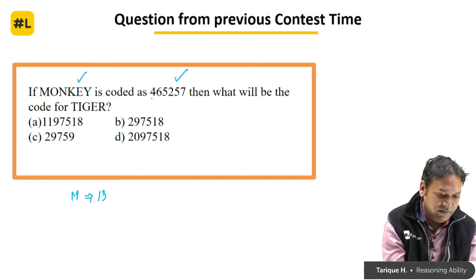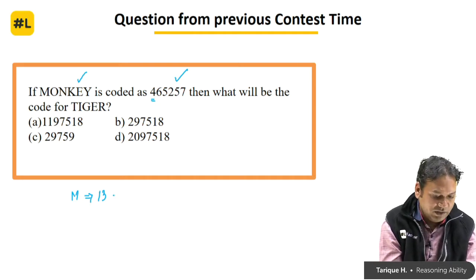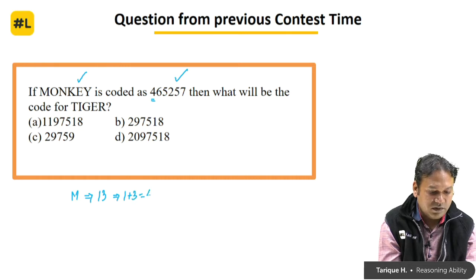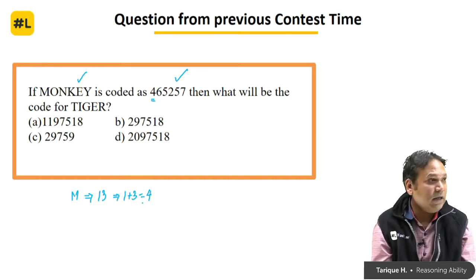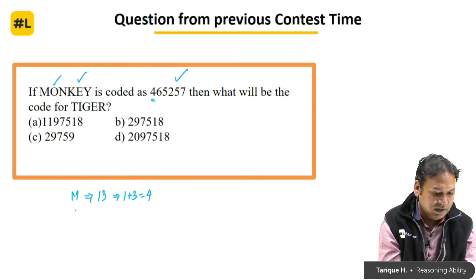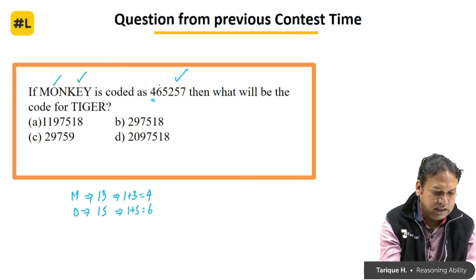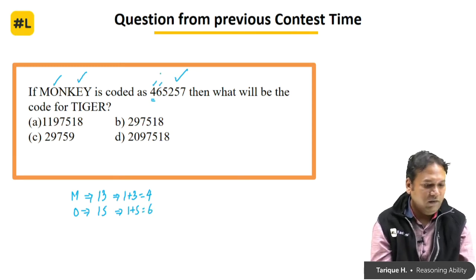So here we do not have 13, what do we have here? 4. So how can we make 13 into 4? We can add the digits 1 and 3 and the answer becomes 4, clear. Same thing we have done for O also. You know O is 15, and if you add 1 and 5, that becomes 6. That is how we get the next number, 6. We got 4, we got 6.